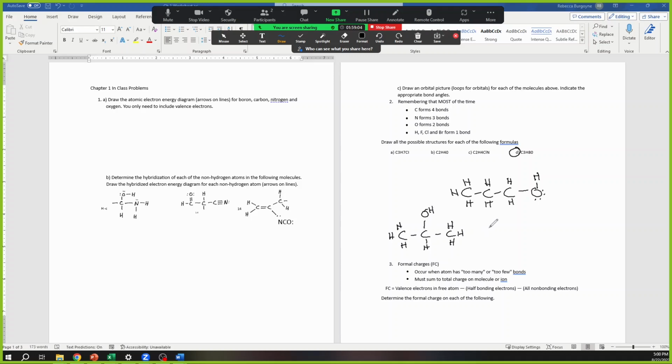Okay. Now, there is another possibility that we haven't talked about, and that is to break up our carbon chain. So these, just an early review here, if you have an OH attached to a carbon, this is called an alcohol. If you have an oxygen in between carbons, this is called an ether.